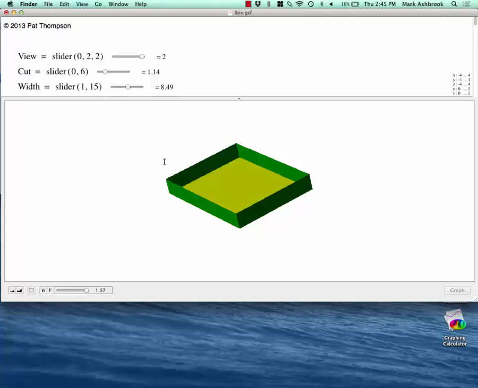One more change in quantity. Yeah. The height of the resulting box is going to change based on how we cut the squares.